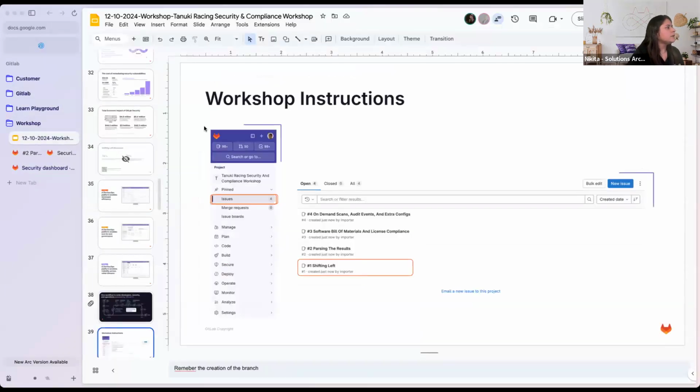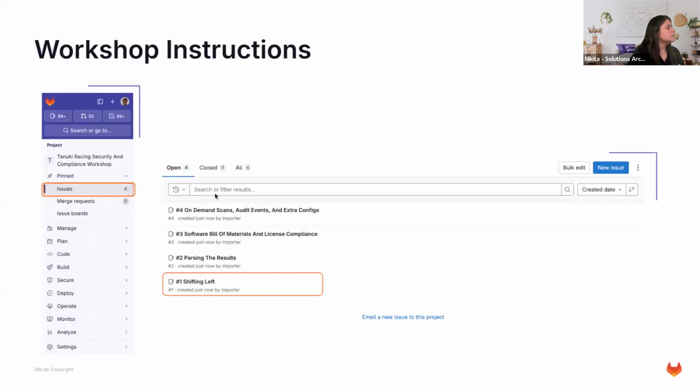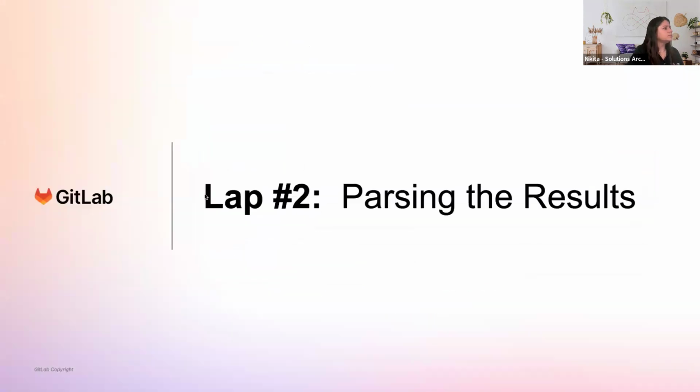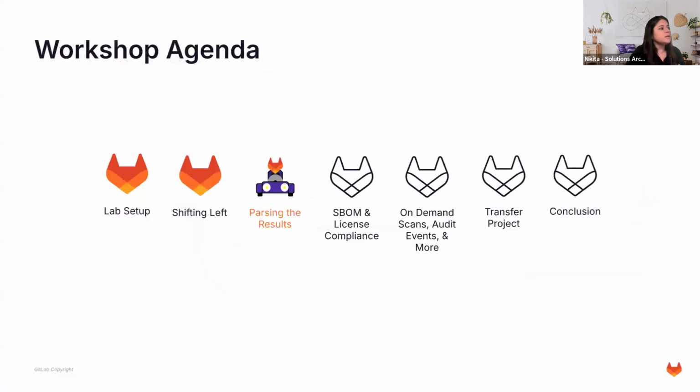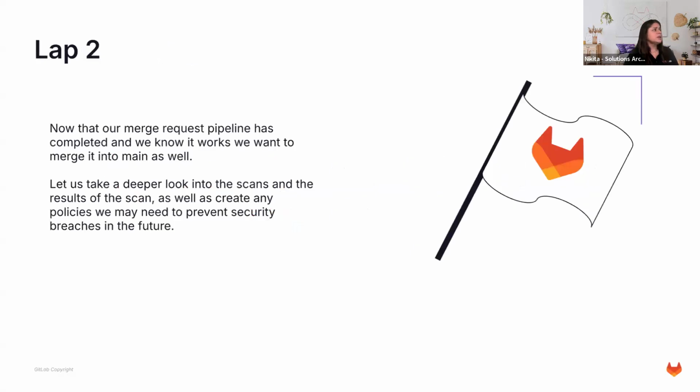All right, so now back at my slide deck and starting the slide show again. Next we'll go through parsing these scan results. What happens once I'm done with the scanning? I've added certain policy. I want to see the results. I want to take action on it. How can I do that, right? So the next part of our workshop is parsing those results, and let's take a deeper look into the scans and the results of the scan, as well as create any policies we may need to prevent any security breaches in the future.